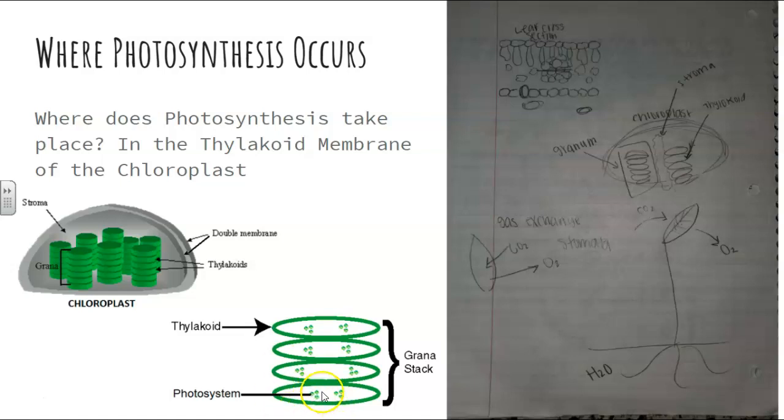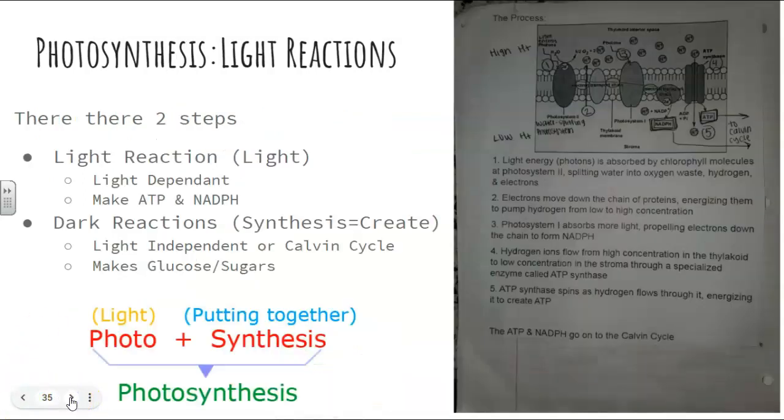A photosystem is a cluster of chlorophyll that is found in one thylakoid. Thylakoids are found in stacks called grana. These stacks of thylakoids called grana are found inside a chloroplast. Chloroplasts are organelles that are found in cells, specifically the cells that make up leaves. Okay, so now you know exactly where photosynthesis happens. It happens in the photosystems.